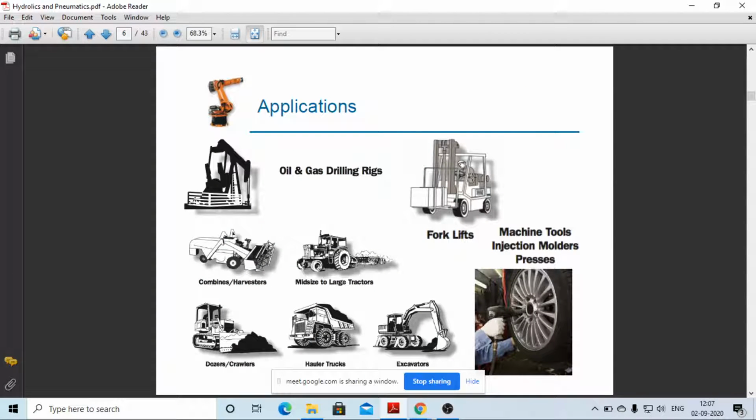Now these are some examples of hydraulic systems, and a good example is your excavators and this type of heavy devices. You can see at the top there is a KUKA robot here. It also works on hydraulic systems.